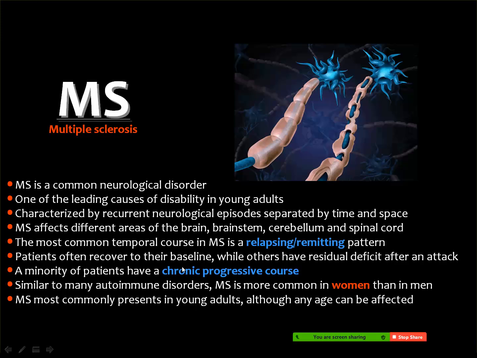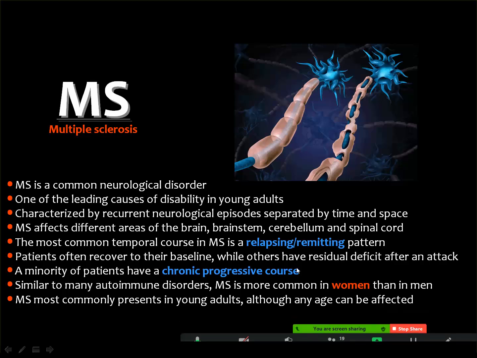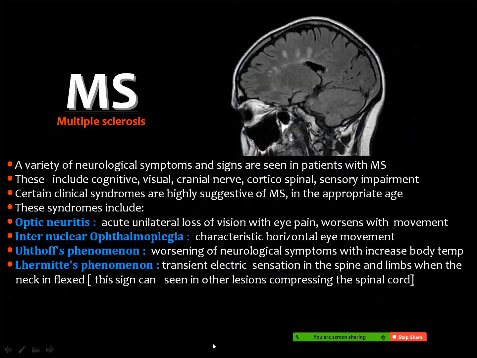It has a characteristic course with relapsing and remitting pattern. But some of the patients may undergo a chronic progressive course. This course may persist with the patient in the 50s and 60s. MS is common in women, usually presents in young adults, but it can go with the patient in old age.